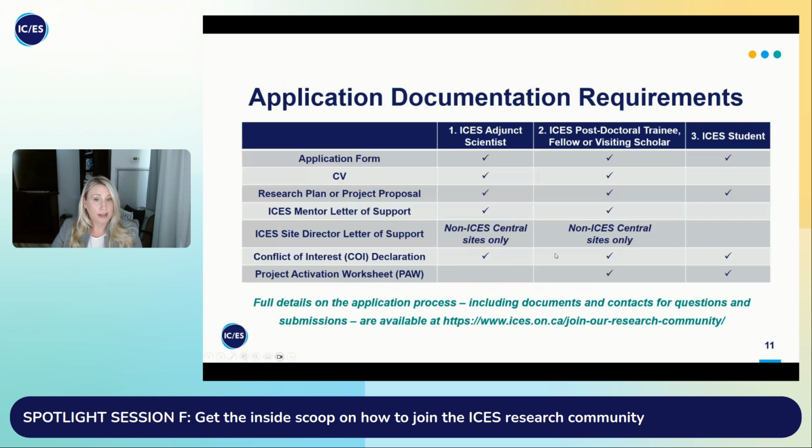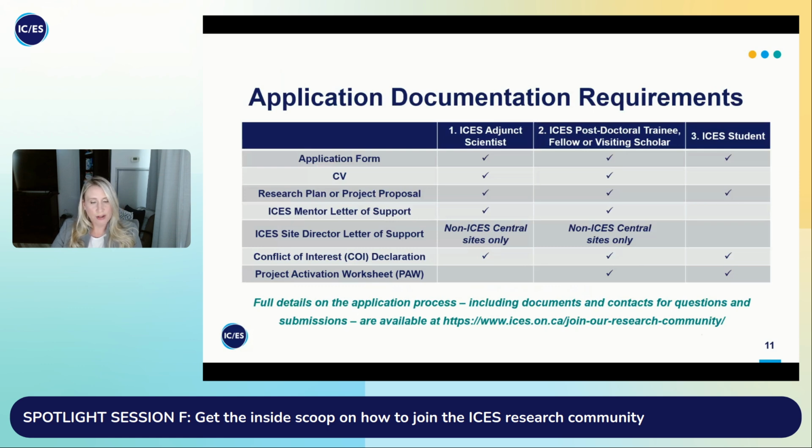All applicants must provide a brief outline of their ICES research plans, or in the case of students, a 1 to 2 page project proposal. As previously mentioned, they must also submit a completed conflict of interest form with any declarations then reviewed by ICES's COI committee. Scientists, postdoctoral trainee, fellow, and visiting scholar applicants also need to include a copy of their CV with grants and publications involving ICES data, or those data similar to ICES, highlighted, in addition to providing a letter of support from their ICES mentor.